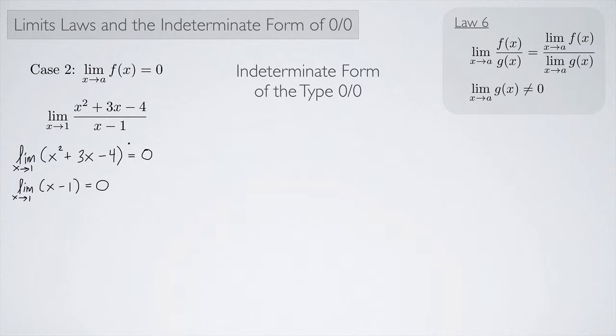So one thing you might notice is that this top part factors. So x squared plus 3x minus 4, if we try to factor this, we realize that we get something nice. We have a minus 1 here.